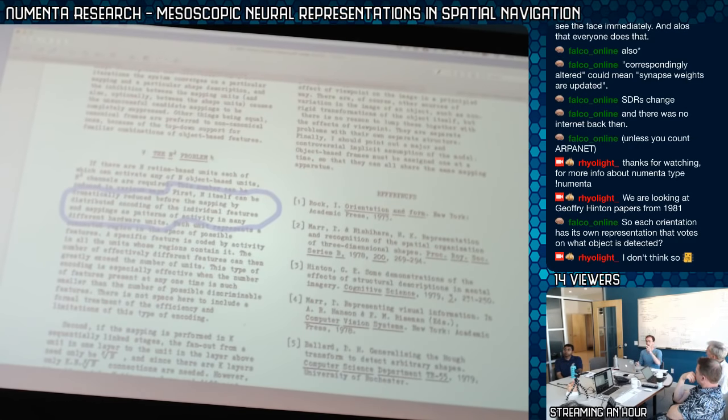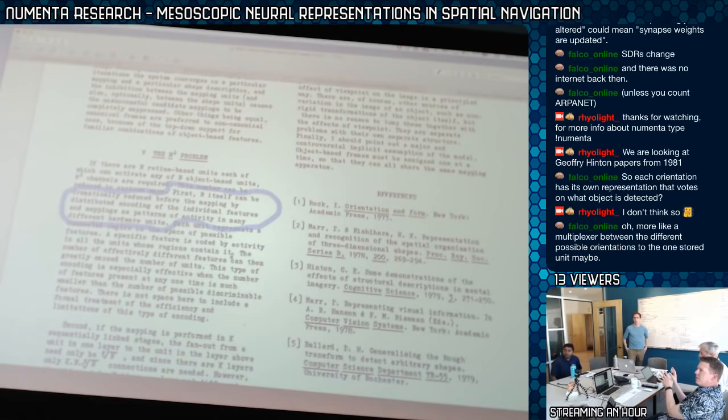He brought up something that was kind of thought-provoking for me. I don't know if this is going to work, but it might be a really good idea. First, n itself, n being the number of features, the n-squared problem, how do you reduce n? First, n itself can be dramatically reduced before the mapping by distributed encoding of the individual features and mappings as patterns of activity in many different hardware units. So now I'm going to bring back the spatial pooler thing. And now I'm going to switch to pointing to the whiteboard.